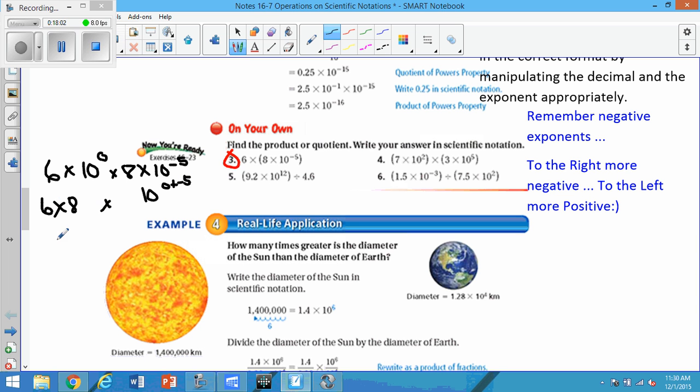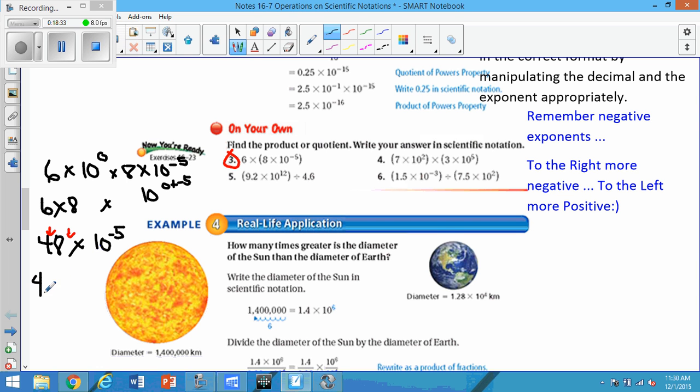Okay, so 6 times 8 is 48, and times 10 to the 0 plus a negative 5 is 10 to the negative 5th power. Now, this is not in standard form yet. It's not in scientific form. So you have to turn that 48 into a decimal. So right now our decimal's behind the 8, right here, and we want it right here. So we need to move it one spot to the left.